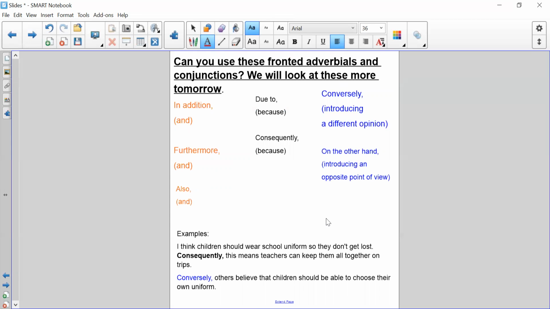Can you use these fronted adverbials and conjunctions? We will look at these more tomorrow, but I just wanted to introduce them to you briefly. You've got in addition, furthermore, and also, which is another way of saying and introducing a new point. Due to and consequently, which works on the word because and explaining a point further. And conversely, and on the other hand, is a different way of introducing a different opinion. We can also use however to introduce a different opinion as well. So I've put an example underneath.